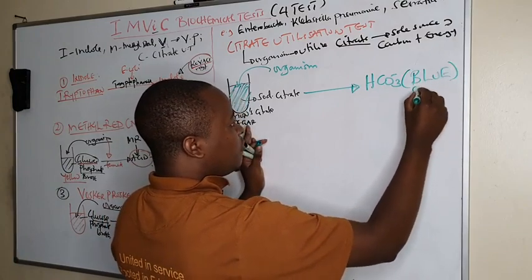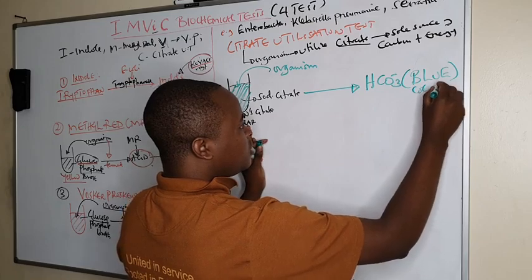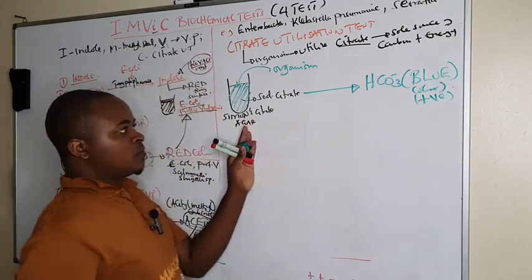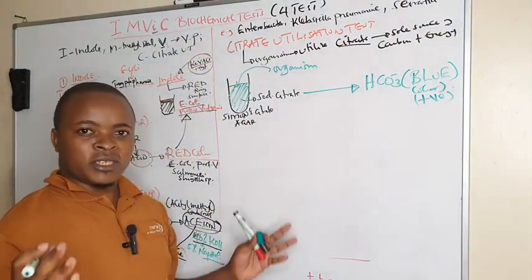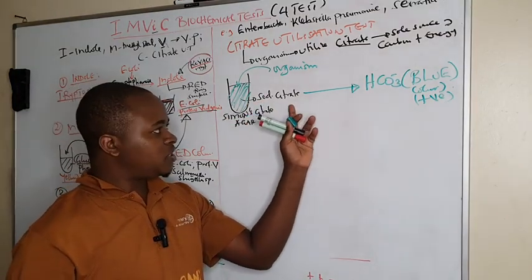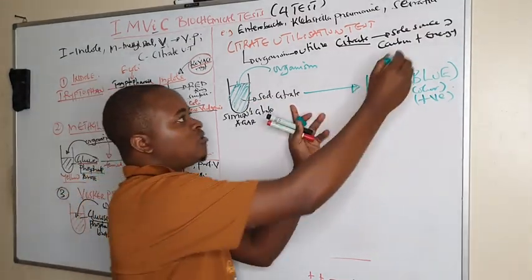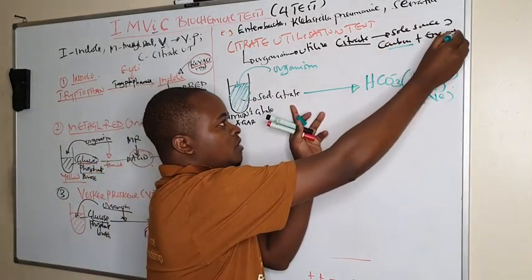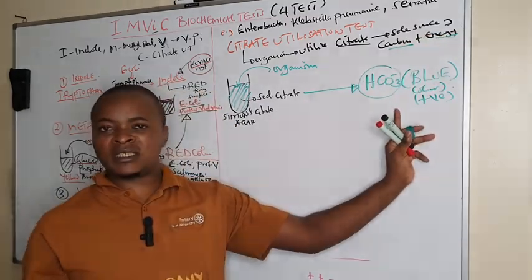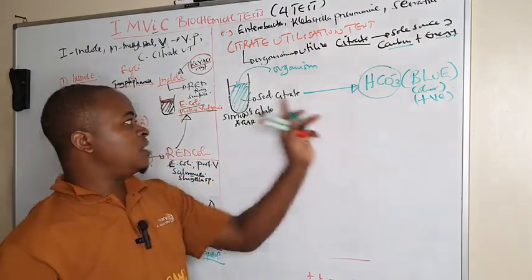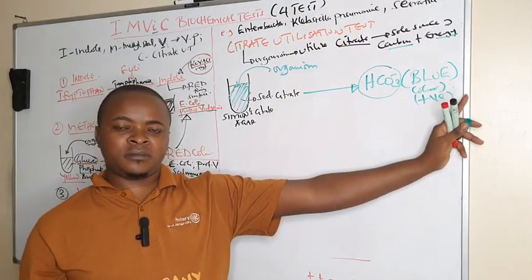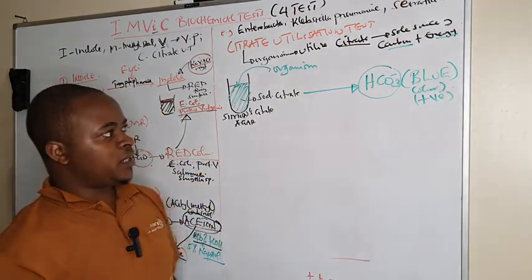So the blue color formed during citrate utilization test indicates a positive result. It means this organism was able to break down the sodium citrate, using it as a source of carbon and energy, hence producing the bicarbonate that produces the alkaline pH, turning the indicator from green to blue. And this one indicates a positive result.